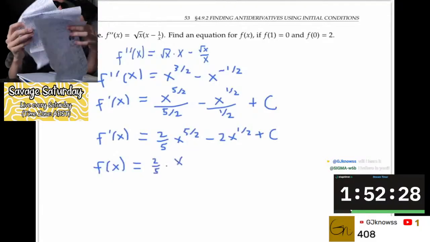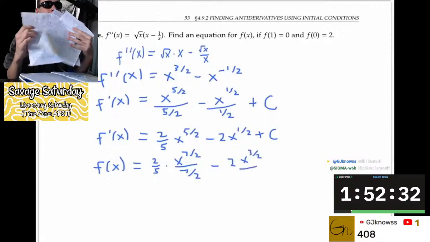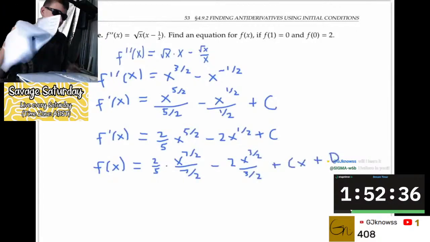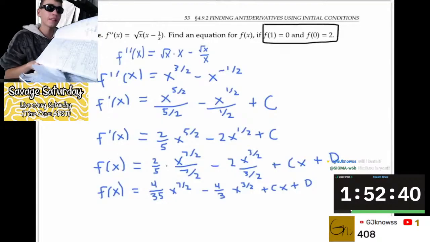2 fifths times x to the 7 halves, minus 2 times x to the 3 halves over 3 halves, plus c times x, and then the constant d. We simplify as follows. Now I'm going to use my initial conditions to solve for my constants c and d.